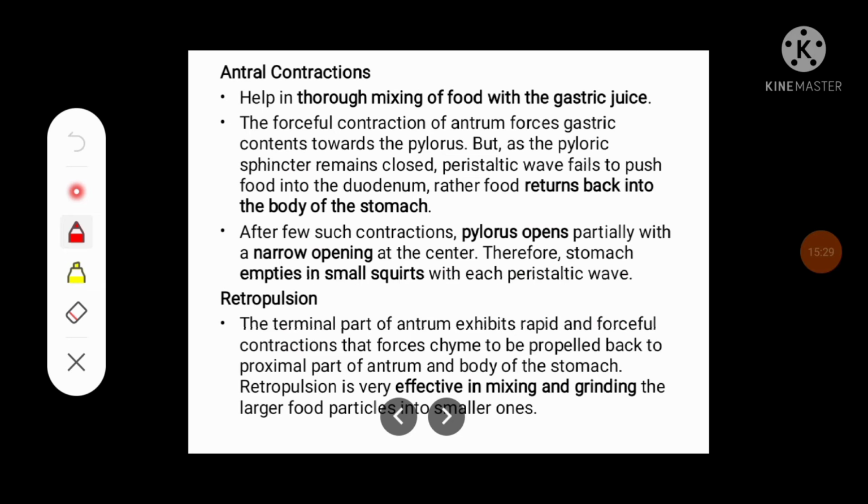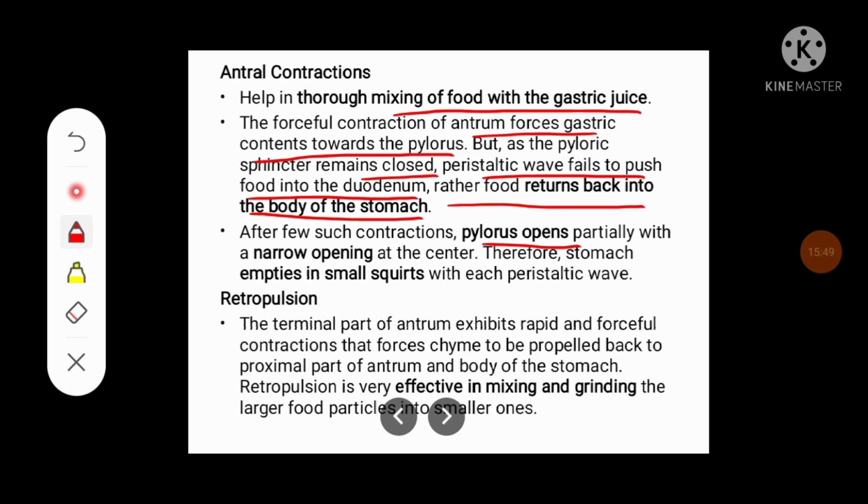Antral contraction helps in thorough mixing of food with the gastric juice. The forceful contraction of the antrum forces gastric contents towards the pylorus. But as the pyloric sphincter remains closed, the peristaltic wave fails to push food into the duodenum; rather, food returns back into the body of the stomach. After a few such contractions, the pylorus opens partially with a narrow opening at the center. Therefore, the stomach empties in a small squirt with each peristaltic wave.